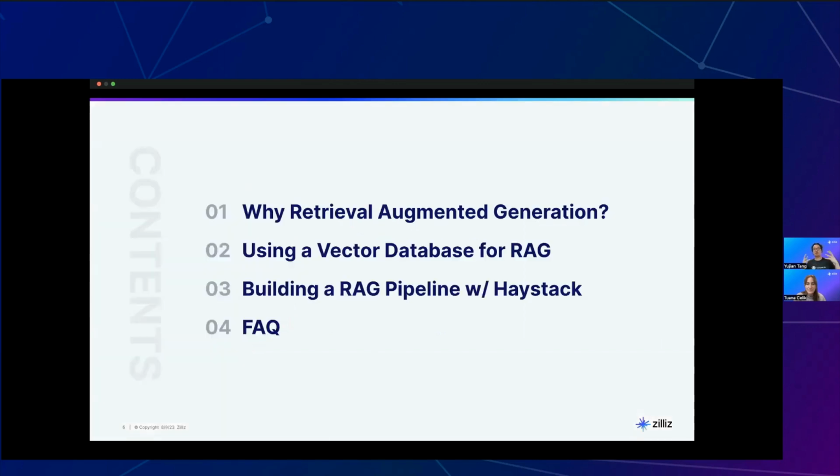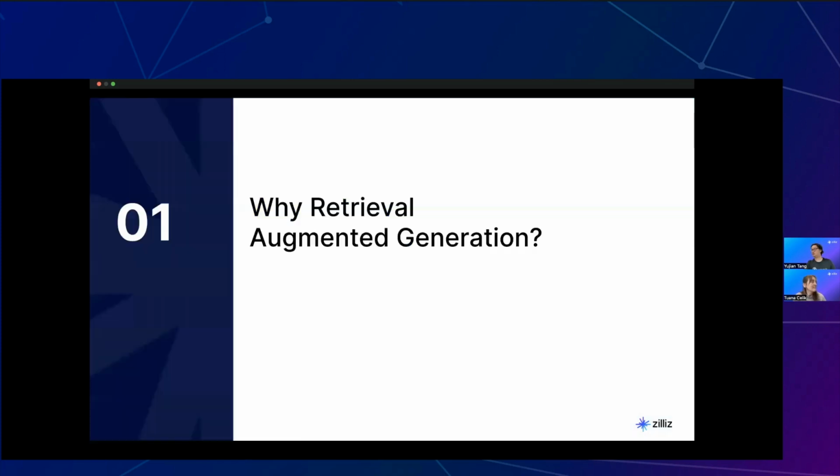So today's outline is going to look kind of like this. We're going to start with addressing why you want to build a retrieval augmented generation pipeline. Then we're going to talk about how you can use a vector database for your RAG app. And then we're going to look at how you can build a RAG app pipeline in Haystack. And then we'll cover some frequently asked questions. These are just some questions that come up from time to time from our presentations. And then, at the end, you'll have your chance to ask questions as well. So, Tuana, want to take this part away?